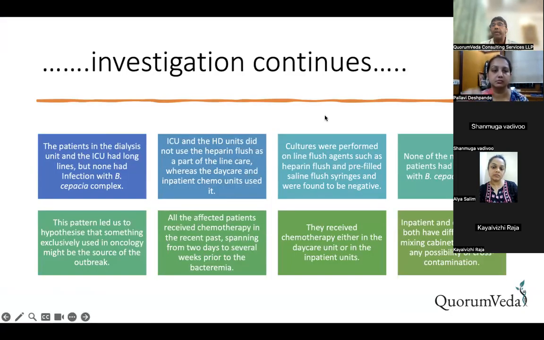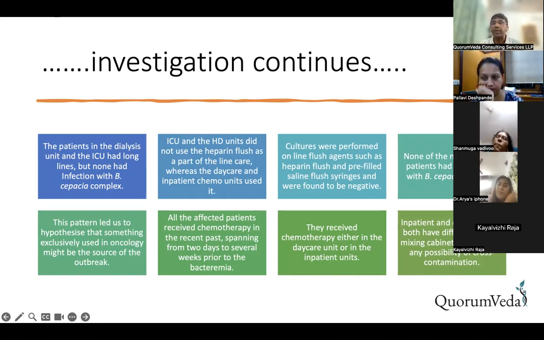Now, this is how we did that. The patients in the dialysis unit and ICU had long lines. None of them had Burkholderia cepacia. ICU and hemodialysis units did not use heparin flush as part of line care, whereas the chemo daycare and IP units use heparin flush. Those patients, the onco unit, use heparin flush for the line. ICU doesn't use heparin flush. Dialysis unit uses a different heparin flush. So we cultured it. All the cultures came back negative. Still we changed the brand. Everything is negative. It's not the heparin.